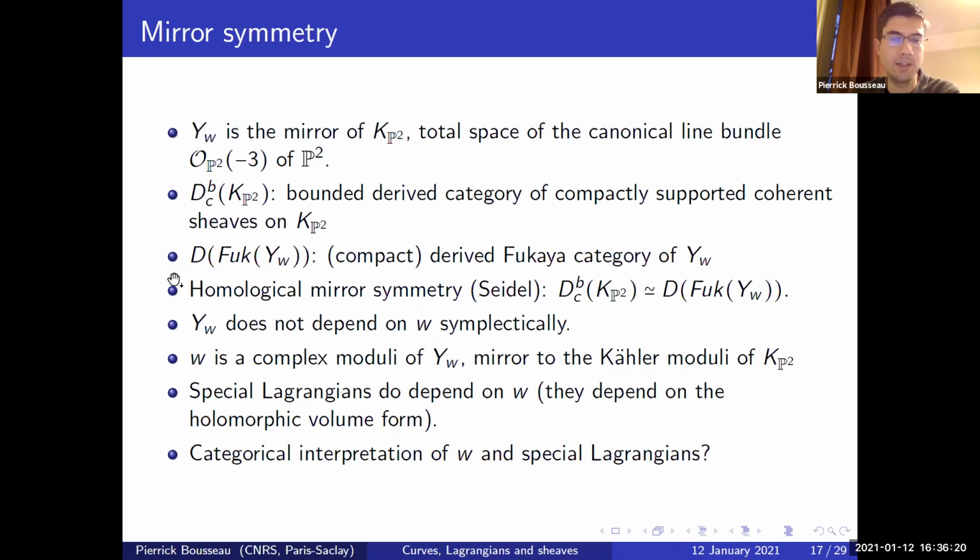And now I finally have something derived to say, because I want to state homological mirror symmetry, which here tells me that the bounded derived category of compactly supported coherent sheaves on this KP2 is equivalent to the compact derived Fukaya category of this non-compact Calabi-Yau threefold YW, which again is this fibration over an elliptic fibration. And in fact, this homological mirror symmetry statement is essentially known and is due to Seidel.